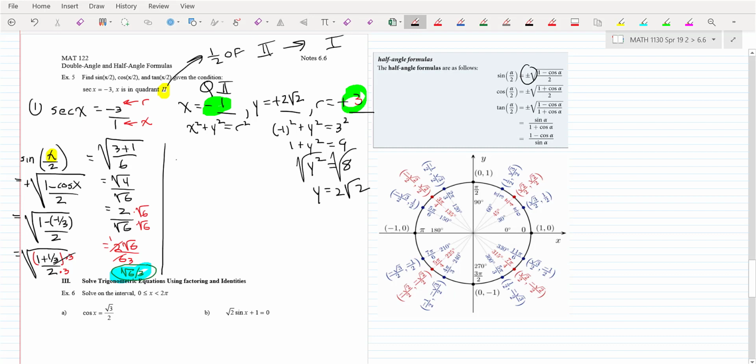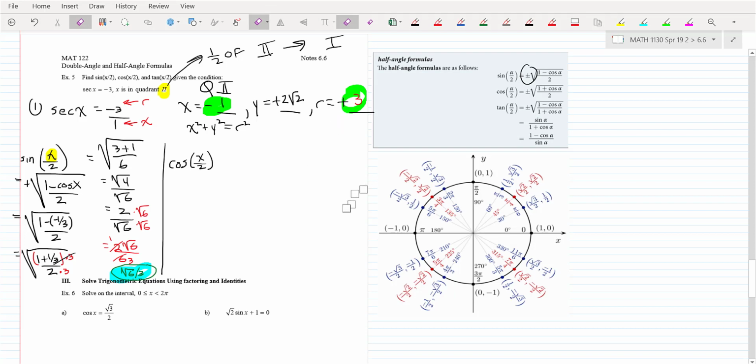Okay, the second part we'll do is the cosine of x over 2. So we just do kind of the same thing. I'm going to erase what I have on the Pythagorean Theorem. Don't really need that anymore.